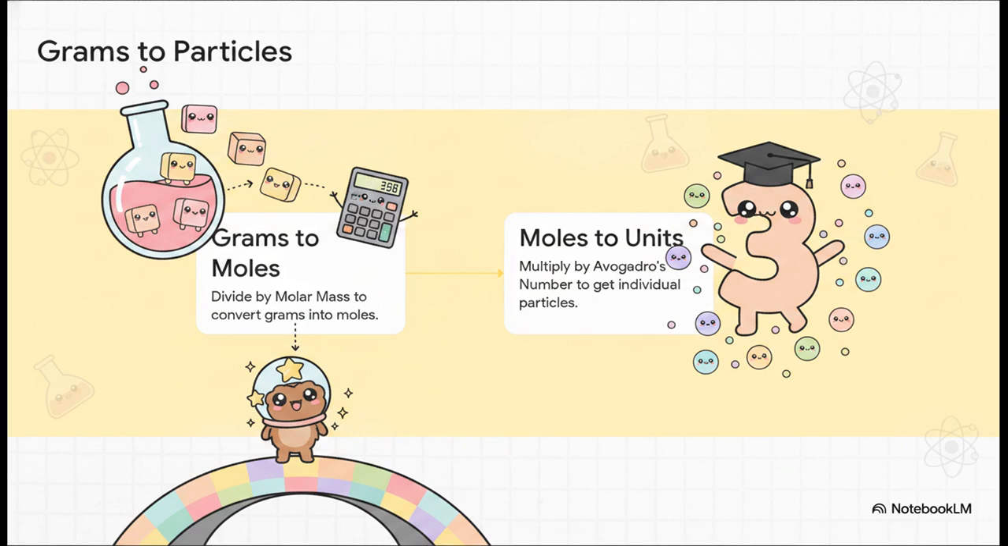If you're standing in a lab physically holding a chunk of material, you have its weight in grams. To exchange that into the language of the atomic world, your first step is to divide by its molar mass. That gets you moles. Okay, you've made the exchange. Then, step 2, to find out exactly how many individual invisible particles are sitting there in your hand, you take those moles and simply multiply by Avogadro's number.